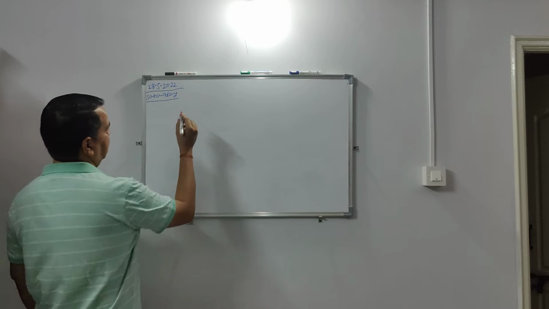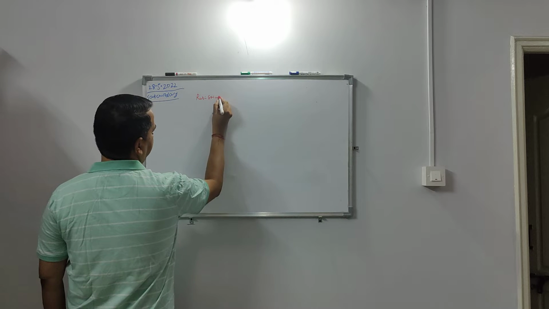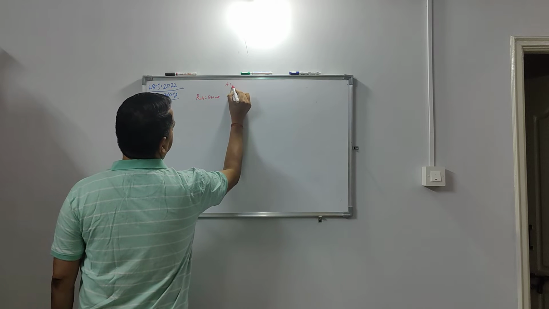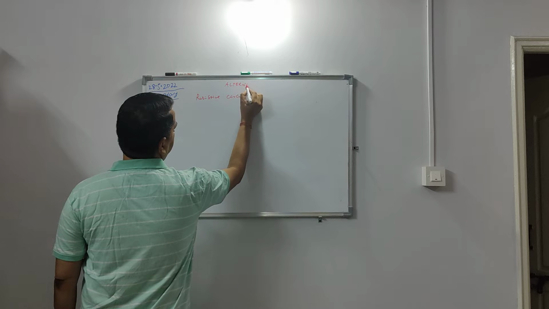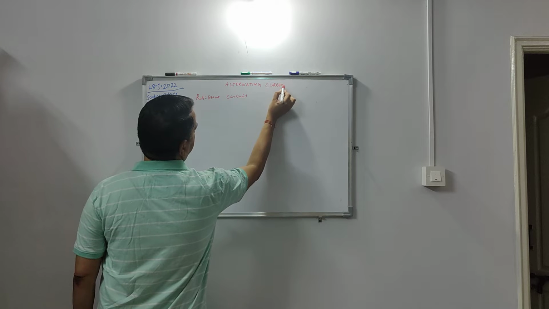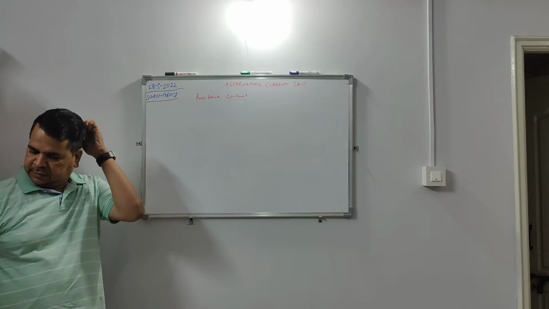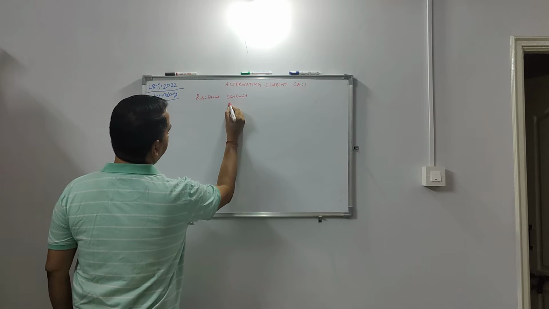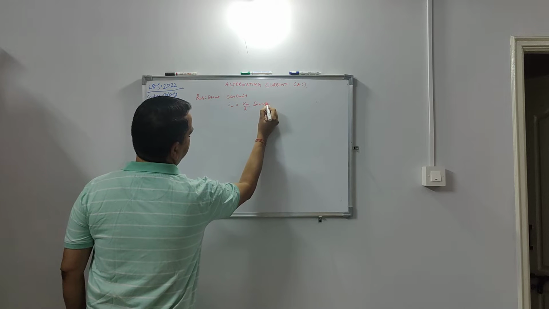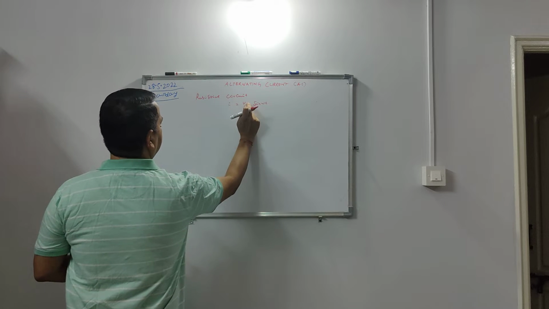So first we will start with the LR circuit. We have done the resistive circuit, the alternating current one. In the resistive circuit we have I is equal to Vm by R sin omega t, that is I max. I is equal to V by R sin omega t.